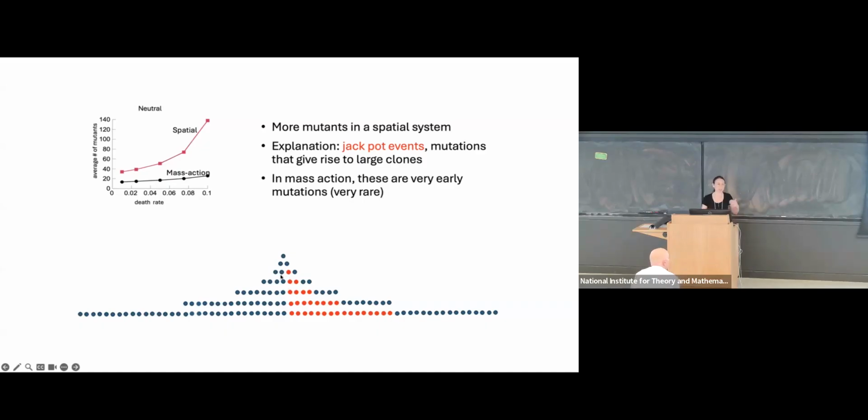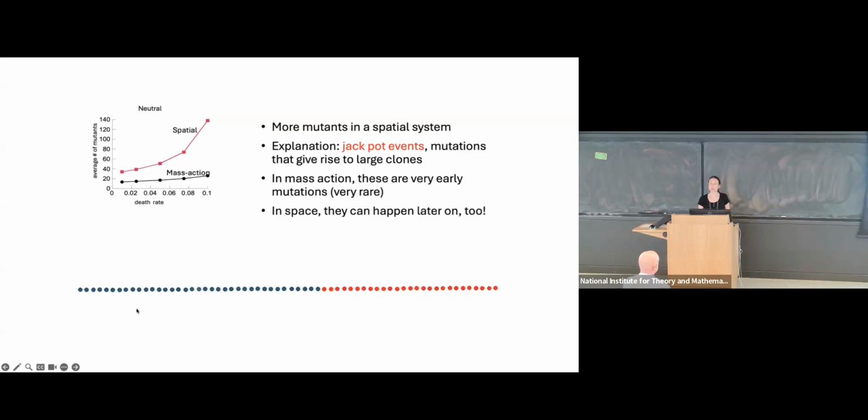The mutation rate is very low. This requires one of the very early cells to mutate. Most of the time, you're going to have something like this, right? Mutants happen at the end. There's only a few of them. So jackpot events are very rare in well-mixed populations.